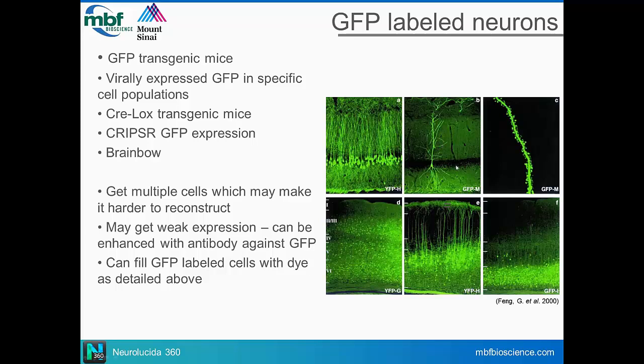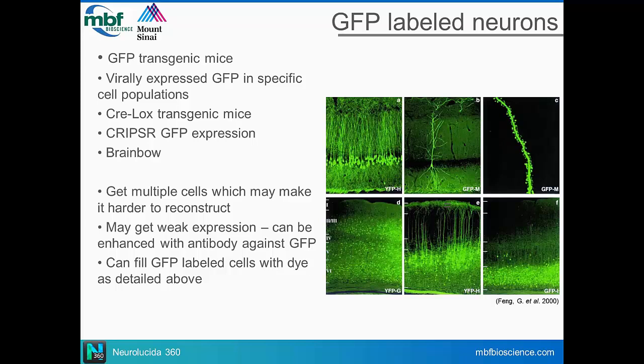You can also do virally expressed GFP in specific cell populations. So if you want to focus, say, on the nucleus accumbens or the amygdala, you can really focus in on there, and that's really great and easy to reconstruct in that respect. If you want to get a bit more sophisticated, you can look in a Cre-lox transgenic mouse system. You can look at CRISPR GFP expression and using also the Brainbow mouse, which Susan will talk about a little later on.